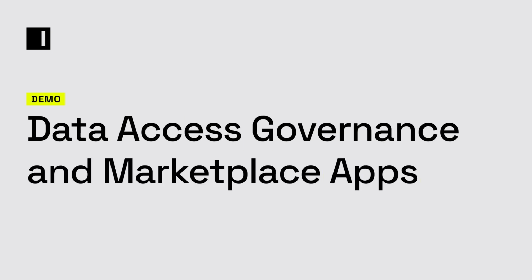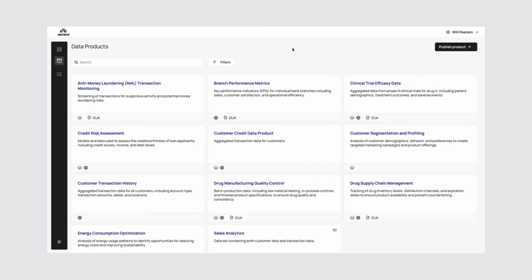Welcome to our quick demonstration of the Immuta apps. So we're going to start with the Immuta Marketplace app. And this is where you publish data products, data consumers discover those data products, request access to them, and are approved, and that access is provisioned.